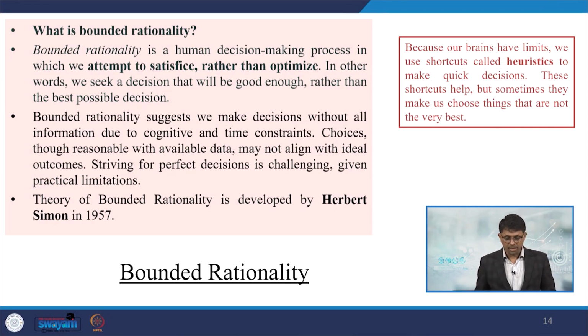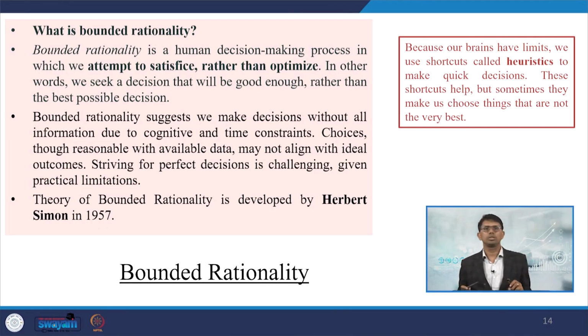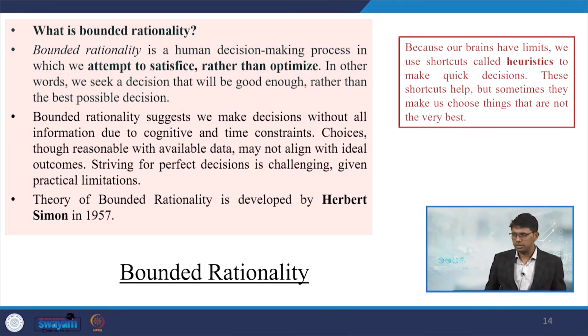Bounded rationality suggests that we make decisions without all information due to cognitive and time constraints. Choices made reasonably with available data may not align with ideal outcomes. Striving for perfect decisions is really challenging given practical limitations. The theory of bounded rationality was developed by Herbert Simon in 1957, and this often occurs due to our short term memory or short term decisions.